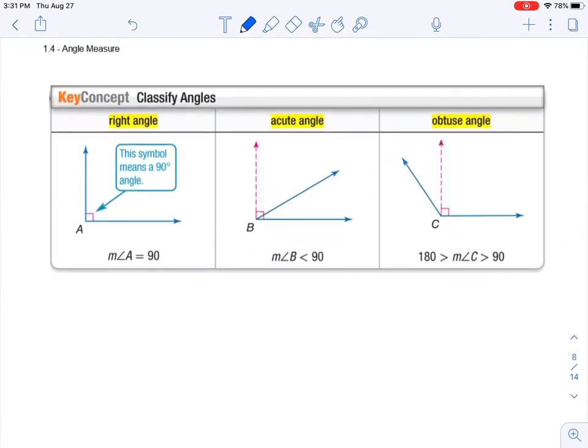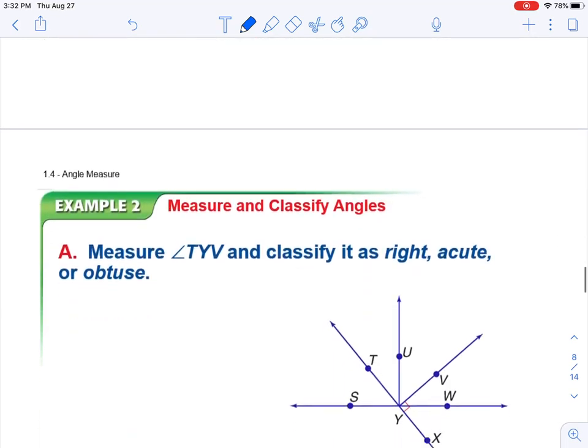Now we're going to classify angles. Angles that are 90 degrees are called right angles. You can also tell they're 90 because of this little box here. The symbol means it's 90 degrees. Acute angles are anything smaller than 90 degrees, and I would also add they are bigger than 0 degrees. And obtuse is any angle that is bigger than 90 degrees but less than 180. So it's not a straight line and it's not a right angle, it's anything between those.